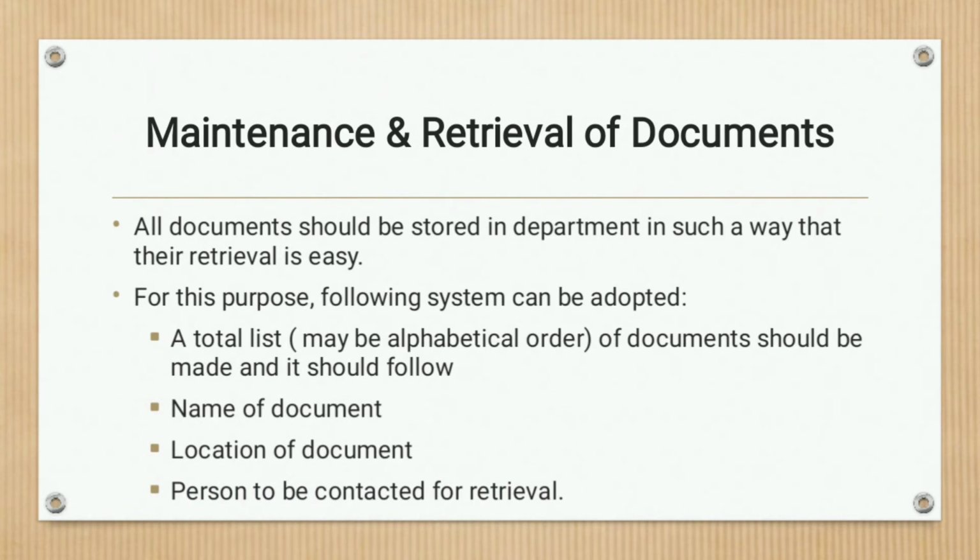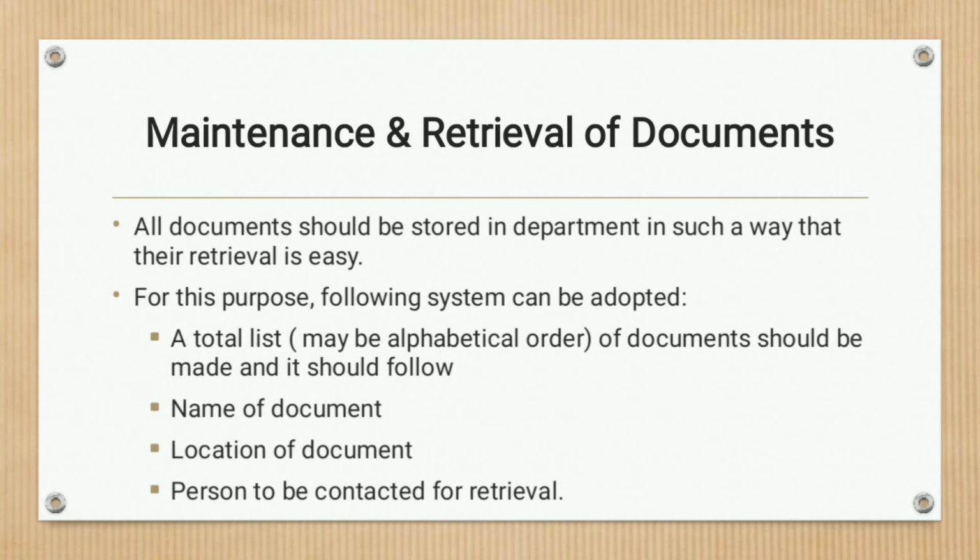The first one: a total list, maybe in alphabetical order, of documents should be made, and it should include the name of the document, the location of the document and the person to be contacted for retrieval. That is, a list can be prepared of all the documents. It may be year wise, or in alphabetical order as per the desire of the person who is going to maintain the documents, and the list should contain the name of the document, then the location where it has been stored, and then the person to be contacted for retrieval.